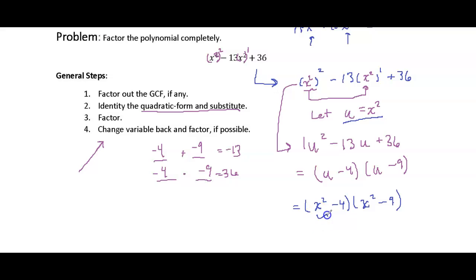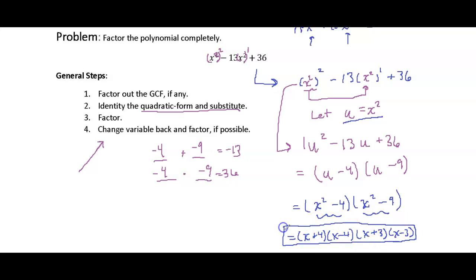Now notice that both of these are a difference of squares. We can further factor these out. X plus 4 times x minus 4, x plus 3 times x minus 3. And we are done.